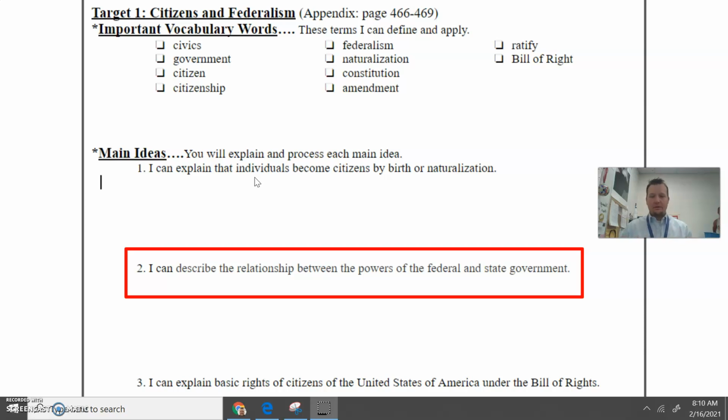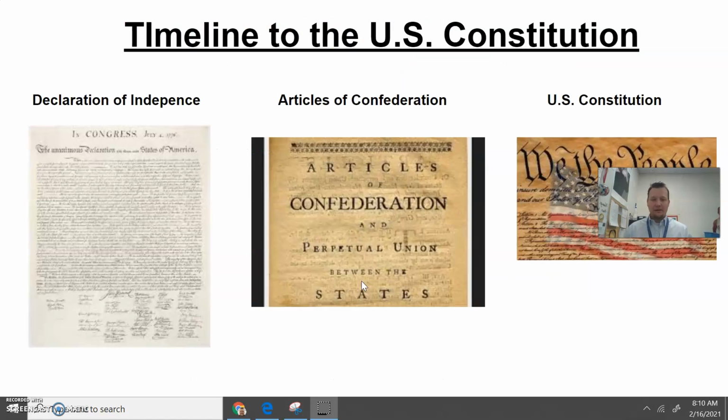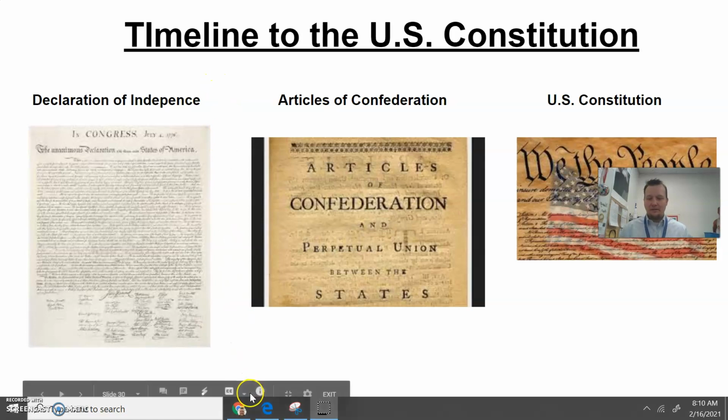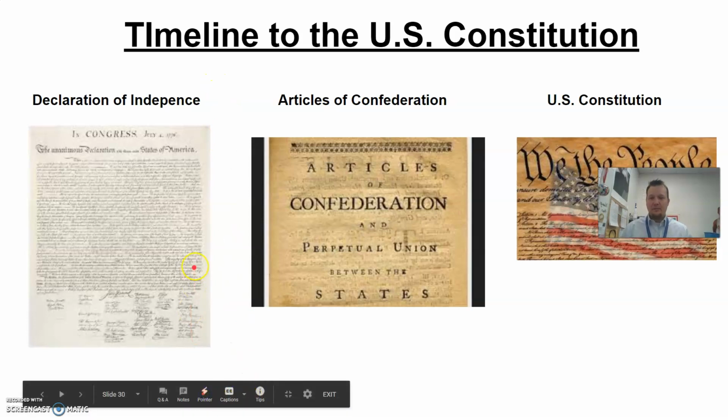With that, we're going to do a little bit of studying going back as to why we are in the federalism system. What brought us to that? What brought our founding fathers to develop this system? So today you're going to be focusing on some of those powers with that relationship of federalism. To do that, we need to understand a couple things. We're going to look at a timeline here, the United States to the Constitution.